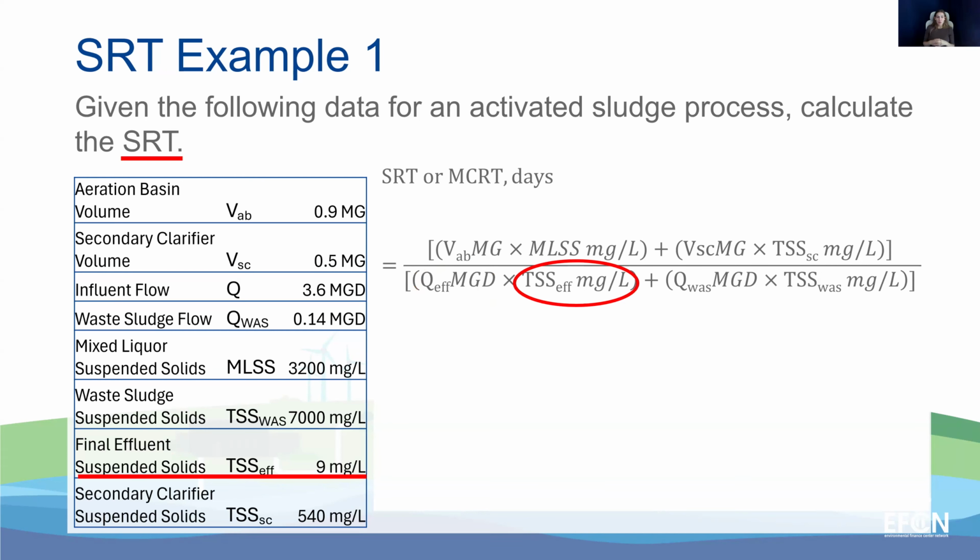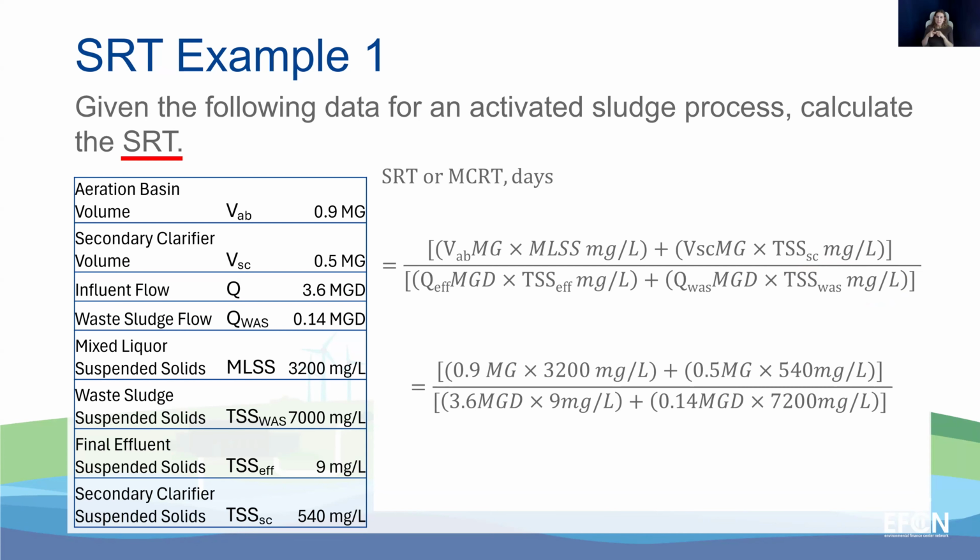We have the TSS of our effluent that would typically be measured as it's leaving, or maybe in a lab analysis, but that is also labeled on the data set. So that would be where our TSS sub effluent, EFF, is. Then we have a flow of our WAS, which is the sludge flow rate multiplied by the solids measured in that sludge, your waste sludge suspended solids.